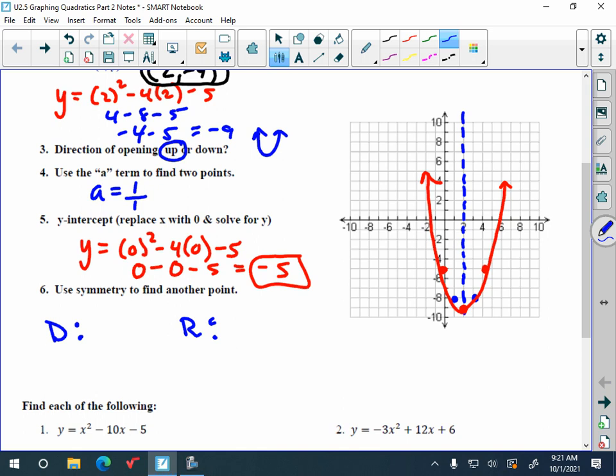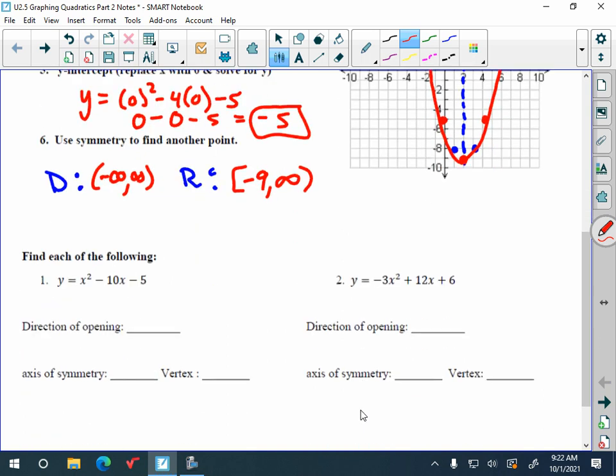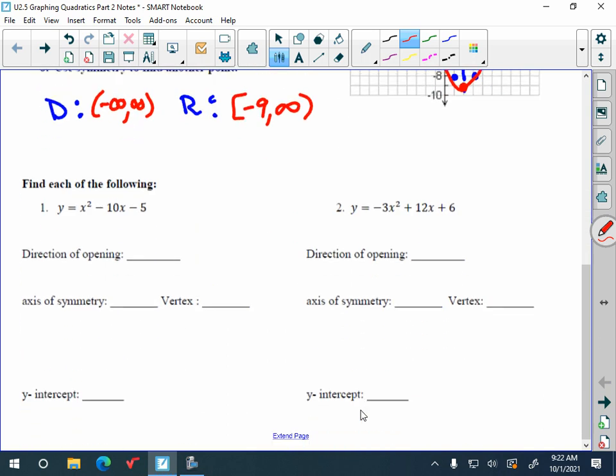So what's the domain for this? Yeah, good. Remember, it's always going to be the same for a parabola. And then the range is what? Good. -9 to positive infinity. All right, so for each of these, we're going to answer each of these questions given the equation.